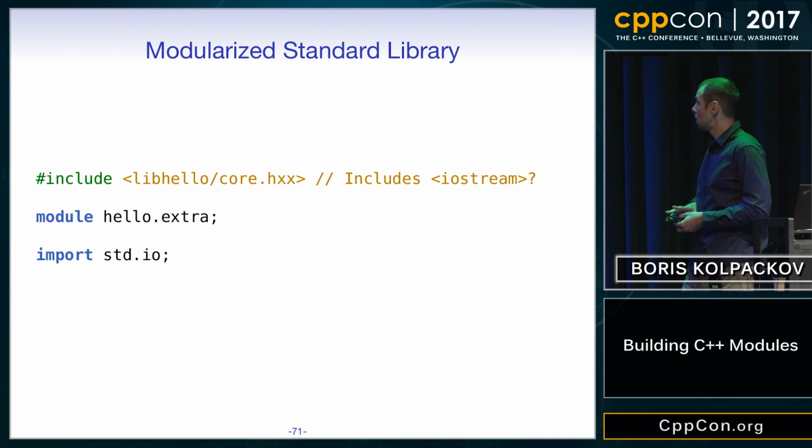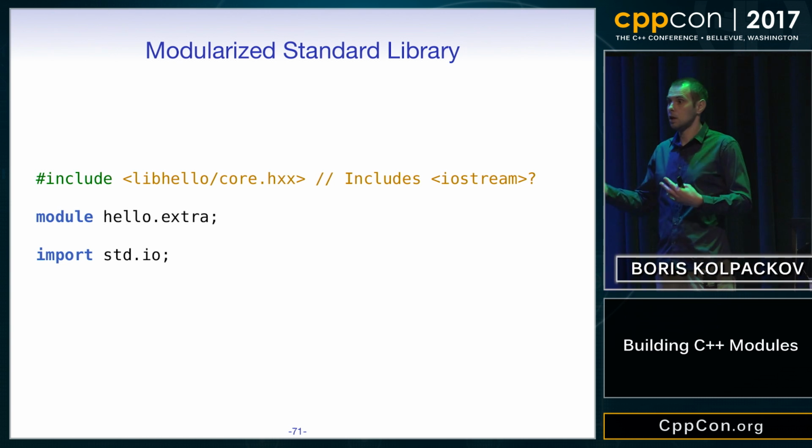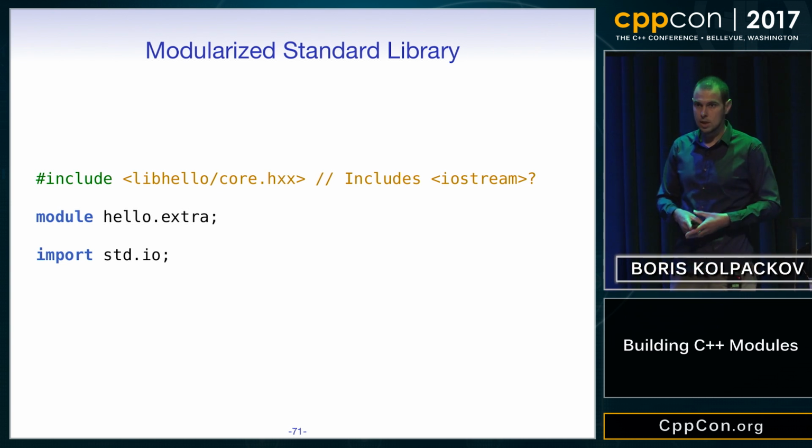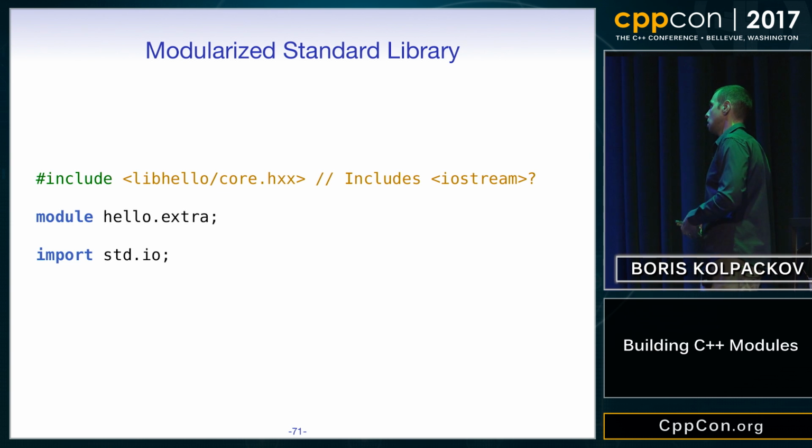Hello core is still a header, so we include it, but it happens to include IO stream, but we are already switching to modularized standard library. This just blows. I mean, this doesn't work.